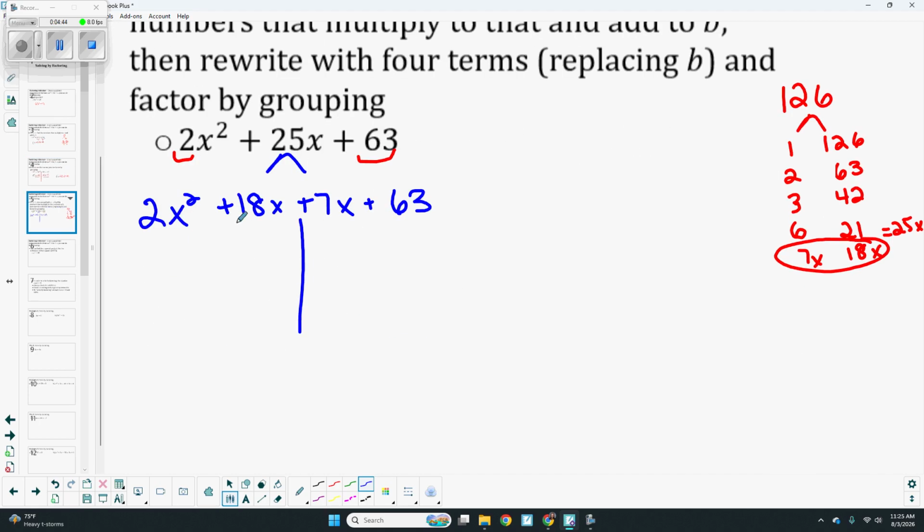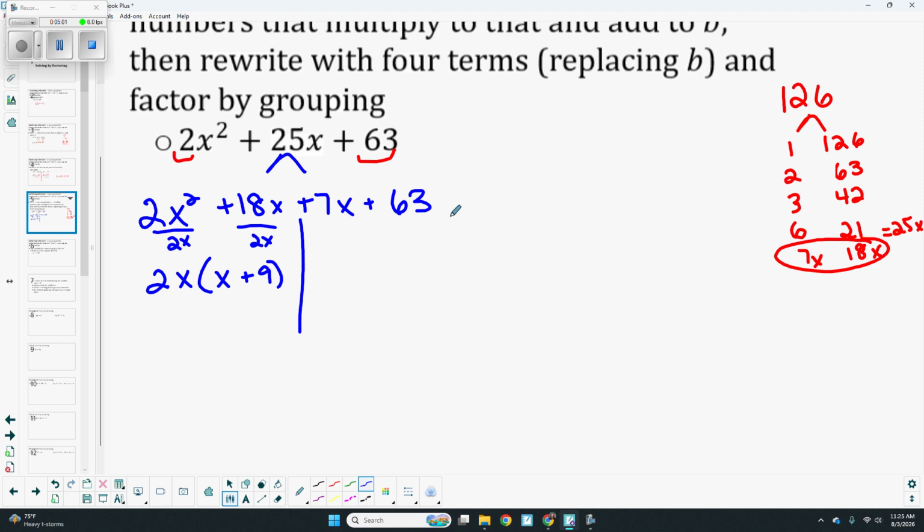So these two have a 2 in common and they have an x in common. So 2x squared divided by 2x is x. 18x over 2x is 9. If it helps you to put it under it so you could see what you're dividing, do that.